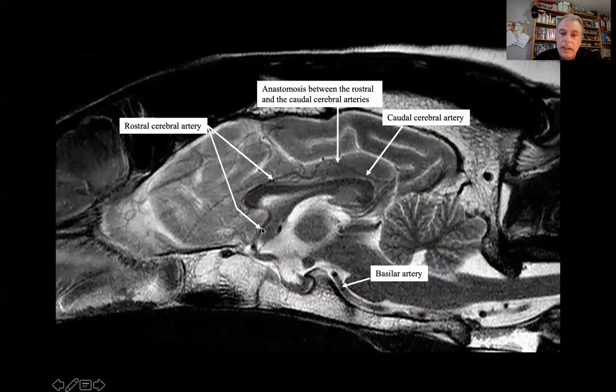So here it is, to show you this rostral cerebral artery as it goes caudally on top of the corpus callosum, and anastomoses with the caudal cerebral artery that is located at this level, the level of the corpus callosum, at the splenium of the corpus callosum. Look how nicely we can identify the basilar artery.